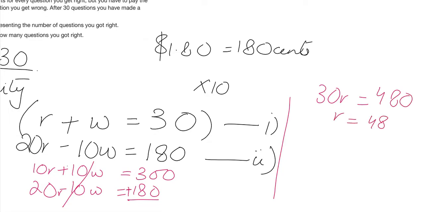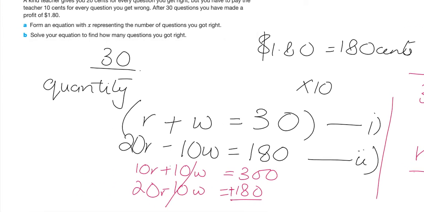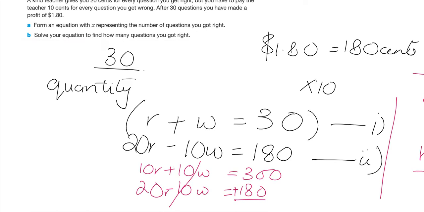And now we have to divide it, and your right questions will be 16. So you got a total of 16 right questions, and 30 minus 16, your wrong questions are 14. They have already asked you to present the number of questions you got right and wrong. Yeah, we have to present an equation.